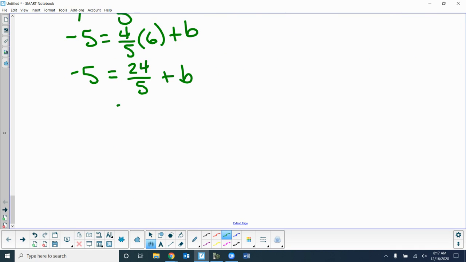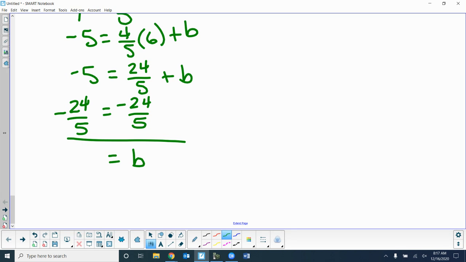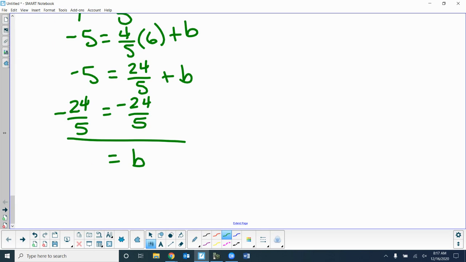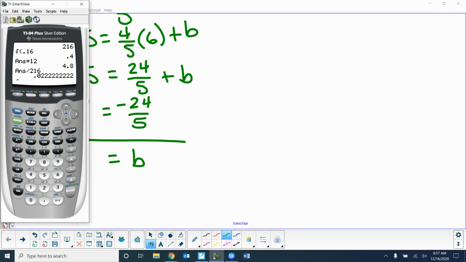And then to finish up, I subtract the 24/5. So just put that in your calculator. You don't have to try to do anything special there. So what is it again? -5 minus 24/5. All right, so -5 minus, and then just put it in parentheses, 24/5. It's -9.8. If you want to leave it as a decimal, that's fine. If you want to write the fraction, hit math and enter twice.